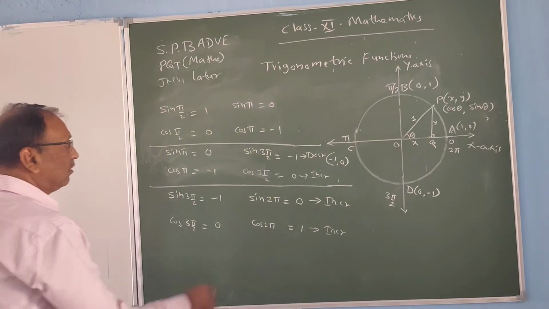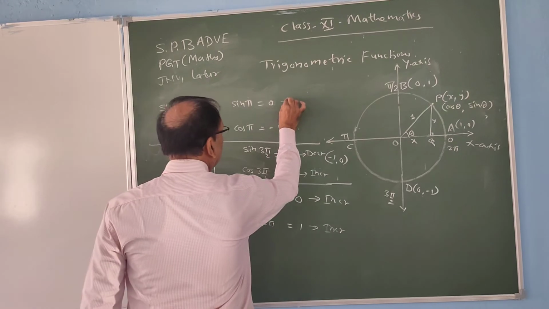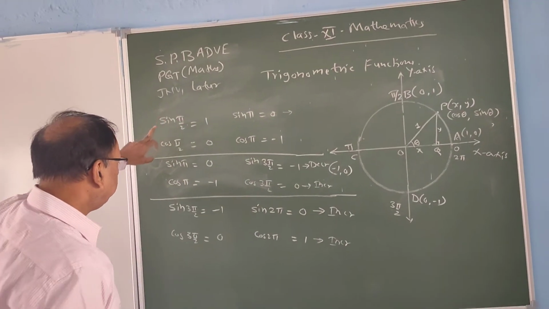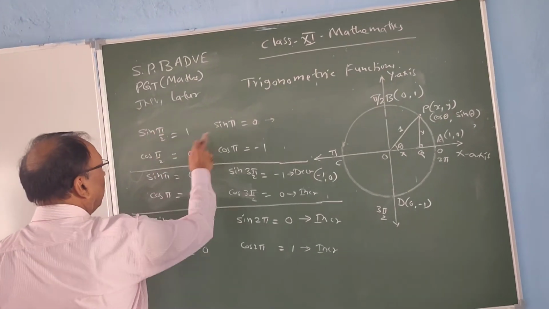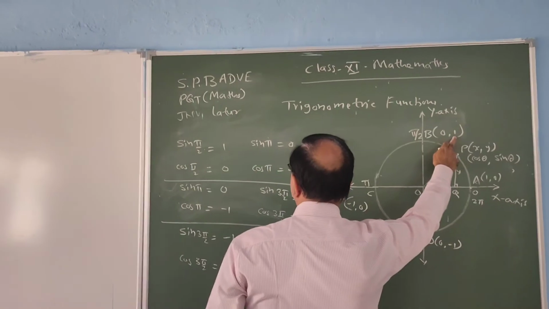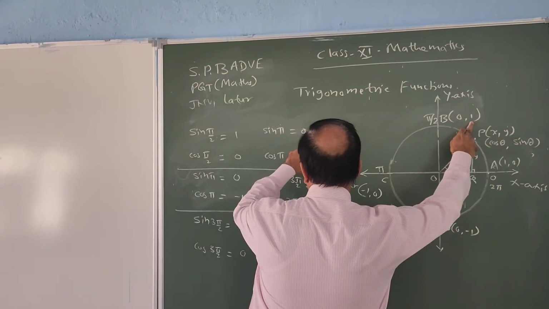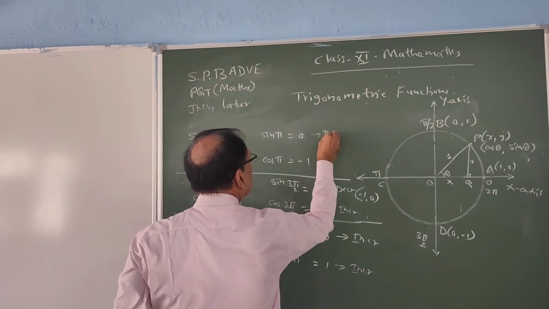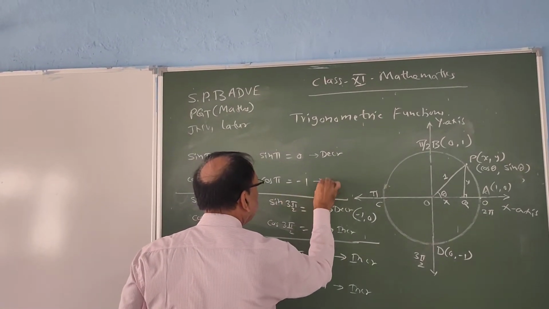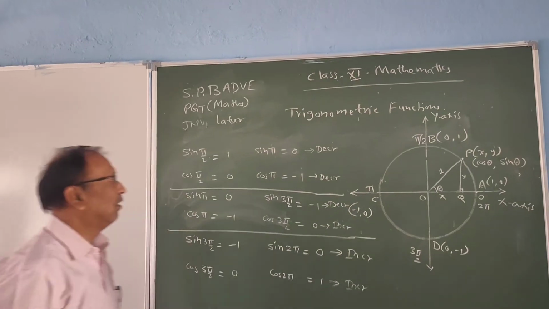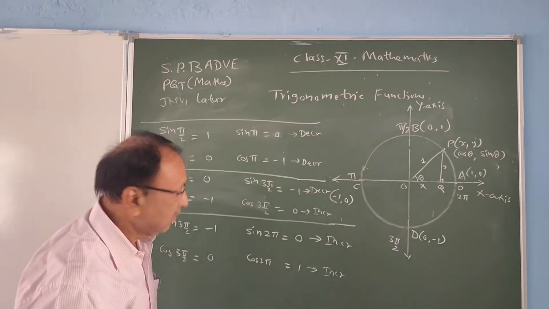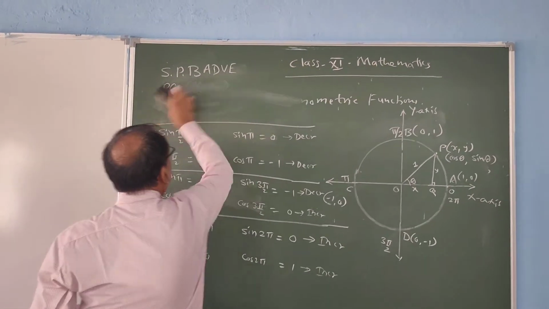So what are the conclusions here? What conclusions you have drawn? In second quadrant, pi by 2 to pi, sin goes from 1 to 0, that is decreasing, and cos from 0 to minus 1 again decreasing. And what was the situation in the first quadrant?